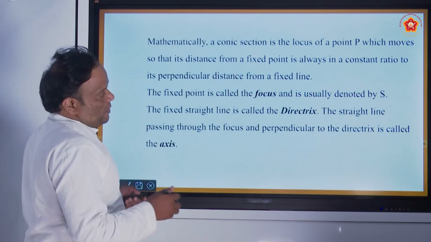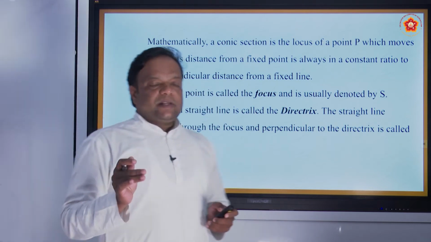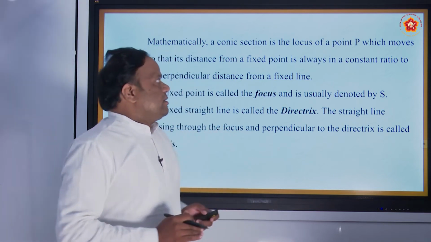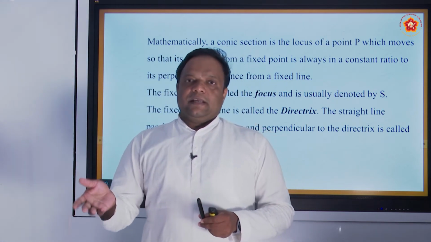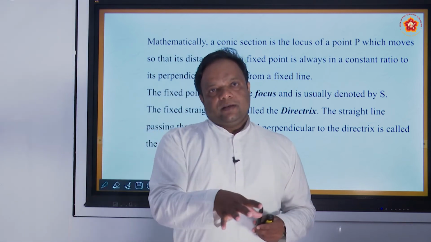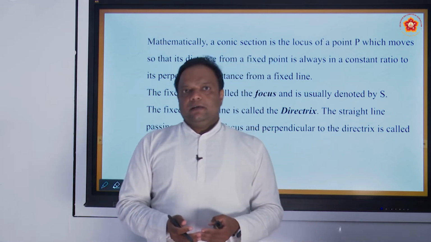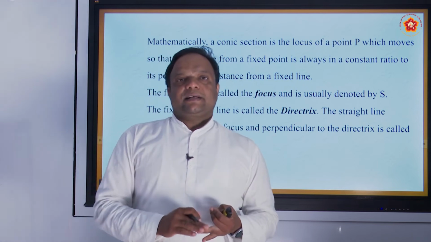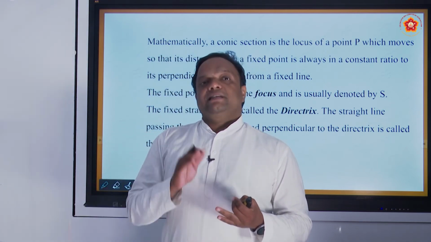Mathematically, what is the conic section? This is very important, because mathematical derivation is very important to define the conic section. Generally, we say a conic section is nothing but a cut of the cone in different forms. Each section is called a conic section because the parts are from the cone. But mathematically, when you define the conic section, focus, directrix and eccentricity are very important to us.